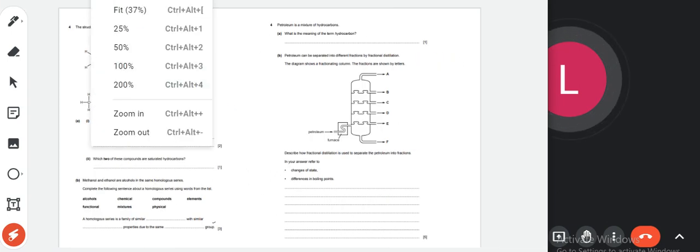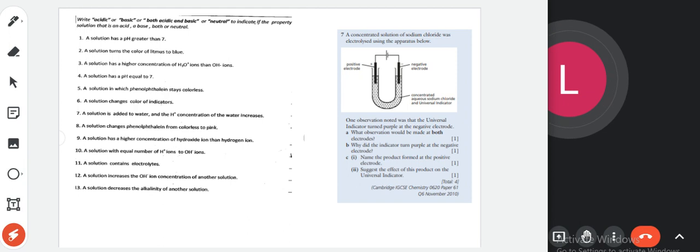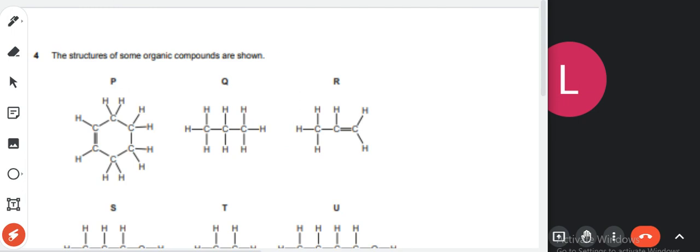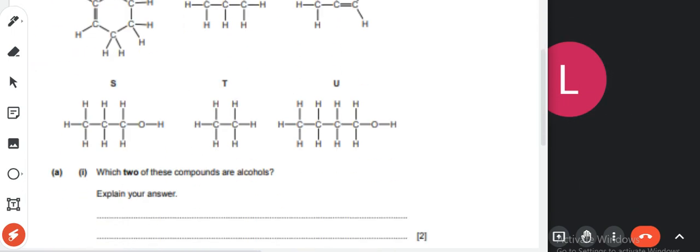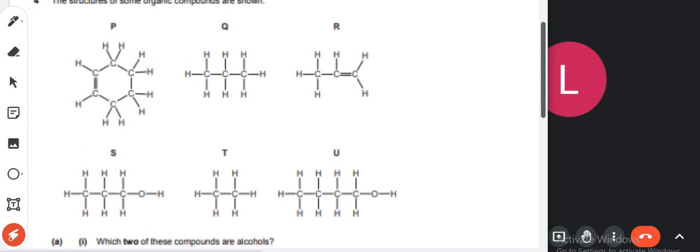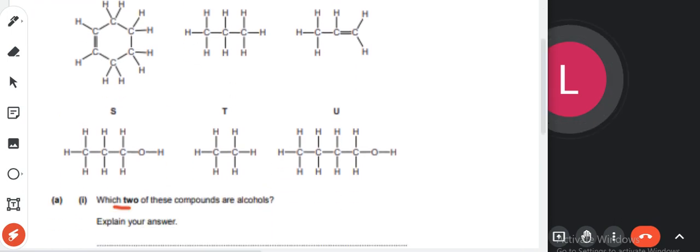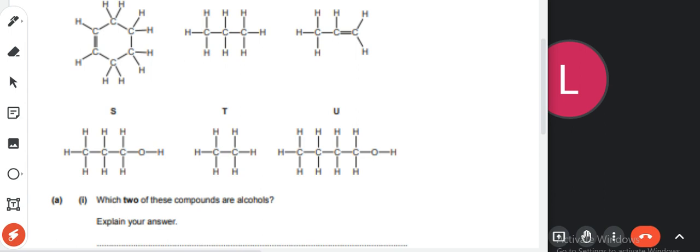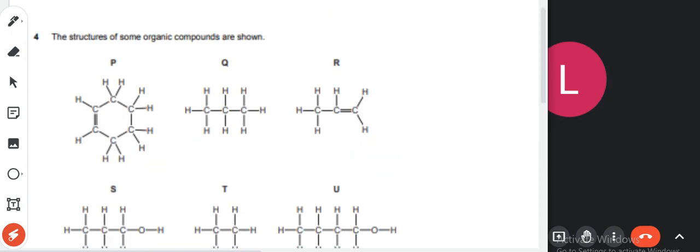Then the next question talks about, let me zoom in. So the structures of some organic compounds are shown. As you can see, it says which of these compounds are alcohols. We can easily identify them, the ones with OH. Functional group. Okay.